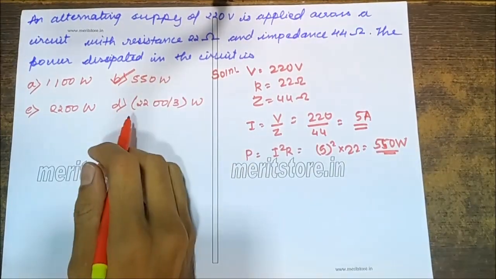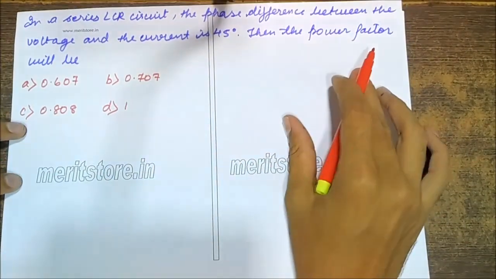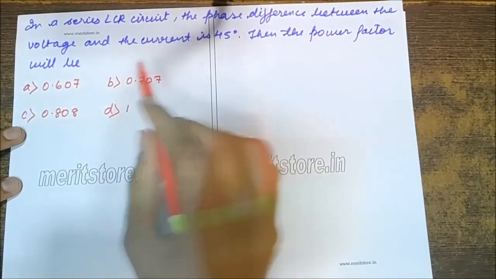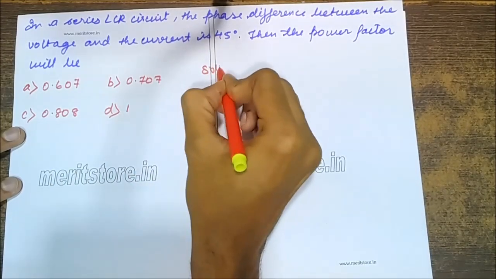Okay, so B, 550 watt, is the correct option. Next question: in a series LCR circuit, the phase difference between the voltage and the current is 45 degrees. The power factor will be 0.607, 0.707, 0.807, or 1.